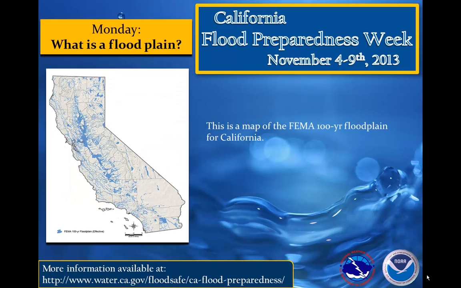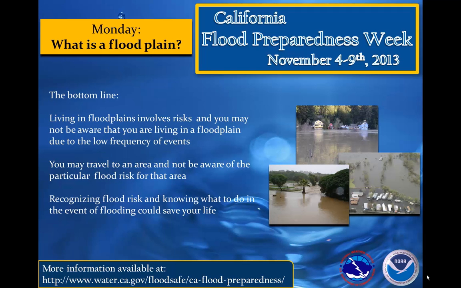This is a map of the FEMA 100-year floodplain for California. It shows floodplains in many areas of California, but notice how extensive the floodplain is in central California. Living in floodplains involves risk, and you may not even be aware that you're living in a floodplain due to the low frequency of flood events. You may also travel to an area and not be aware of the particular flood risk for that area. Recognizing flood risk and knowing what to do in the event of flooding could save your life.